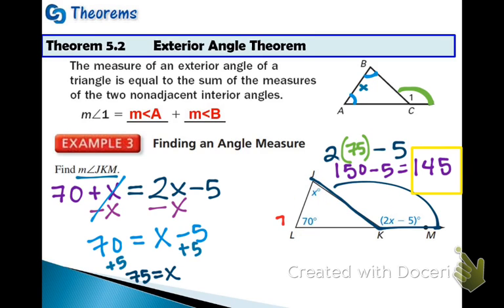Let's see. So this one's already 70. This angle is x, which we found to be 75. Well, what is 75 plus 70? It is 145. Well, would you look at that? They match. Okay, so you can always plug it back in to check, and I highly suggest it.